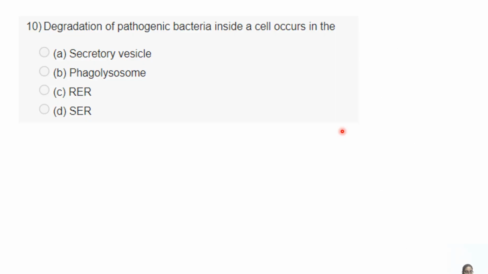Coming back to the answer for today: degradation of pathogenic bacteria inside a host cell occurs in secretory vesicle, phagolysosome, SER (smooth endoplasmic reticulum), or RER (rough endoplasmic reticulum). The answer will be phagolysosome. That's correct. If any of you have any doubt, you can ask me now, or we can move on to the next question. I'll stop for 2-3 minutes, then we move on to the next question.